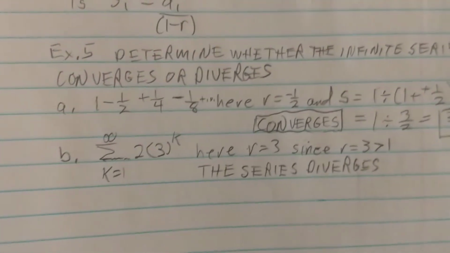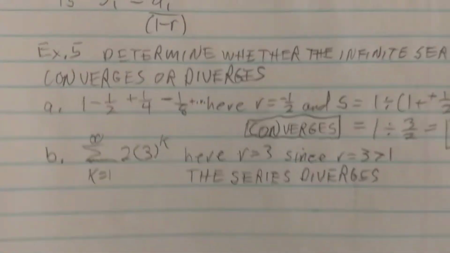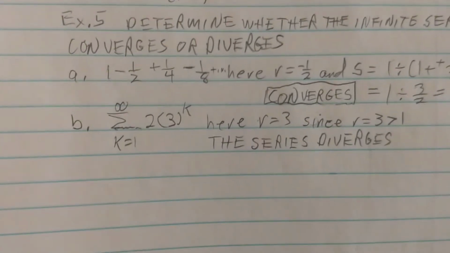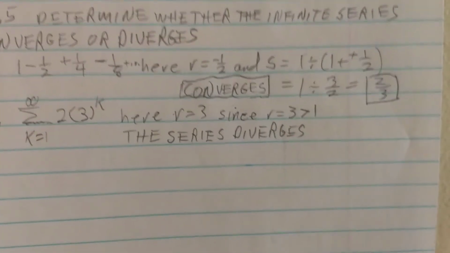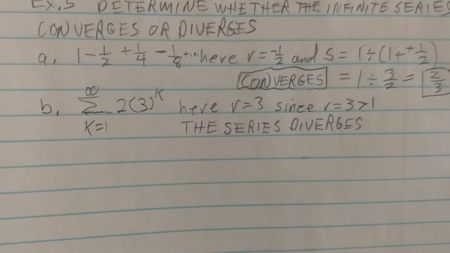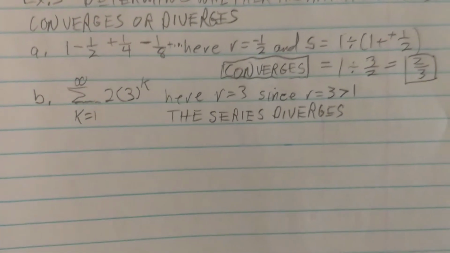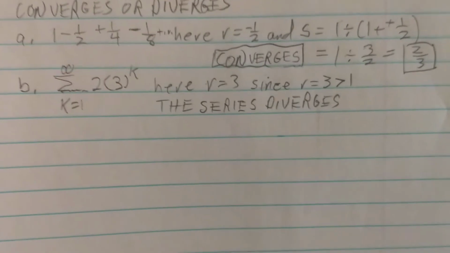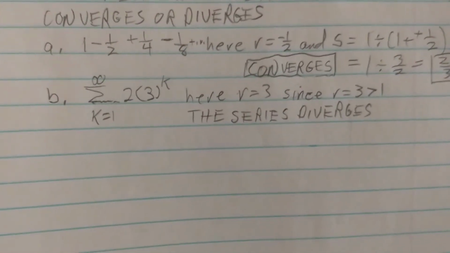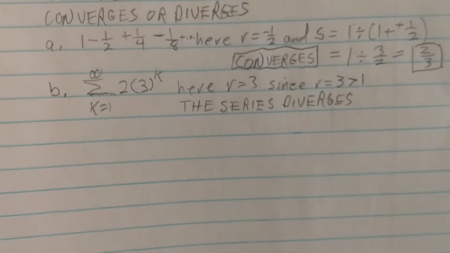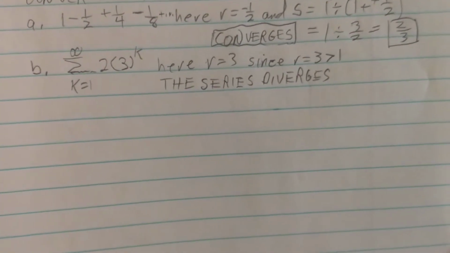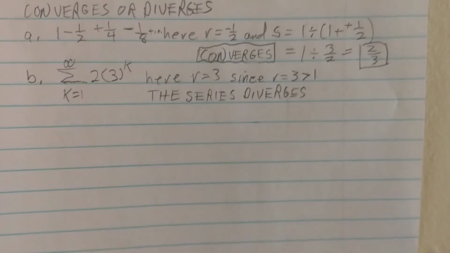So example 5, determine whether the infinite series converges, meaning comes to a finite number, or diverges, blows up to infinity. So our first infinite sequence is 1 minus a half plus 1/4 minus 1/8 plus, and so on forever. So 1 times negative 1/2 is negative 1/2. Negative 1/2 times negative 1/2 is negative 1/4. So we can see that R equals negative 1/2.